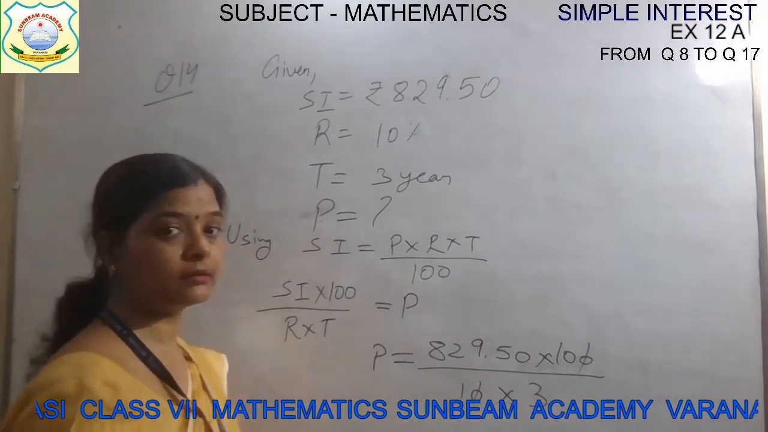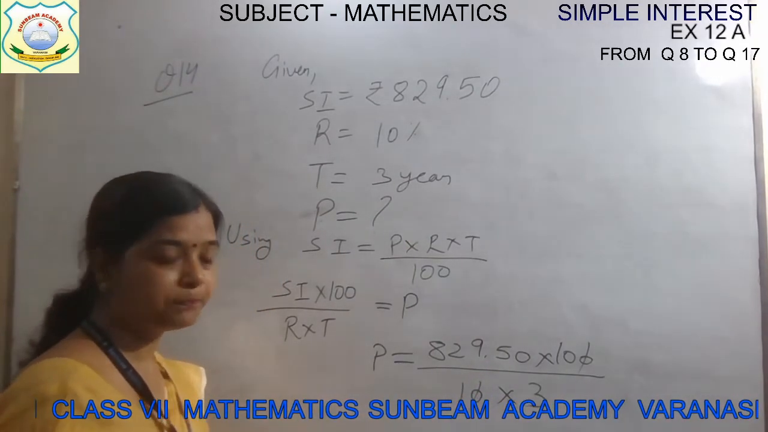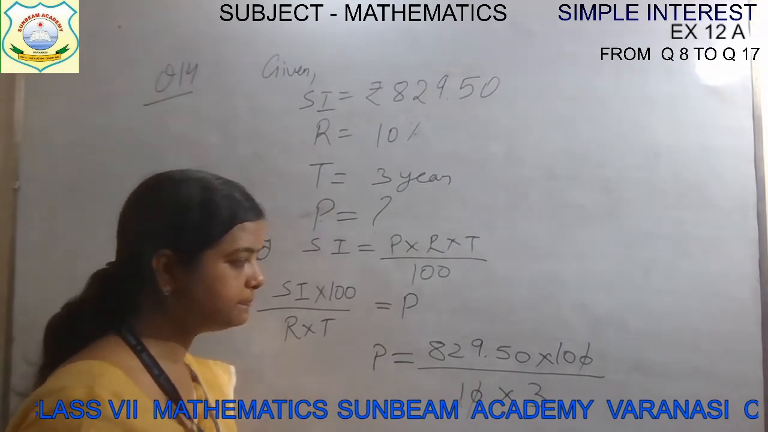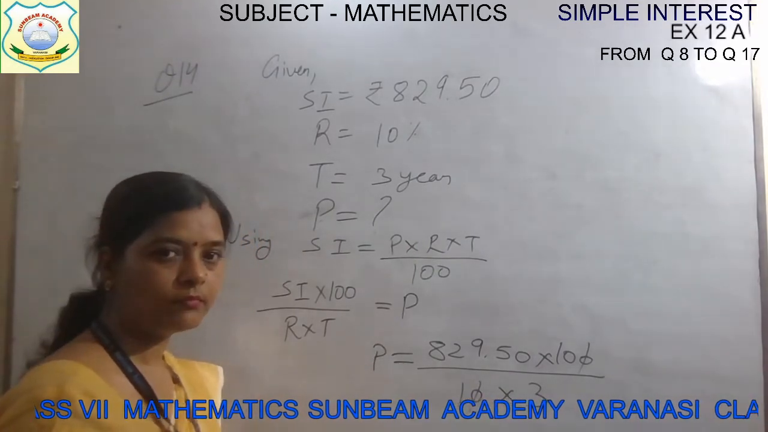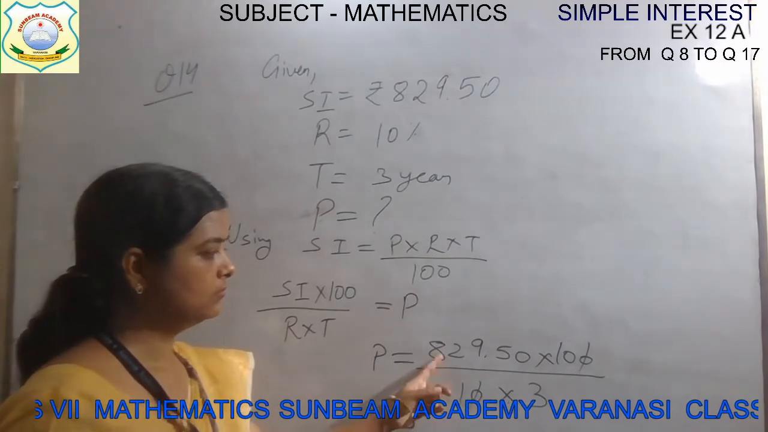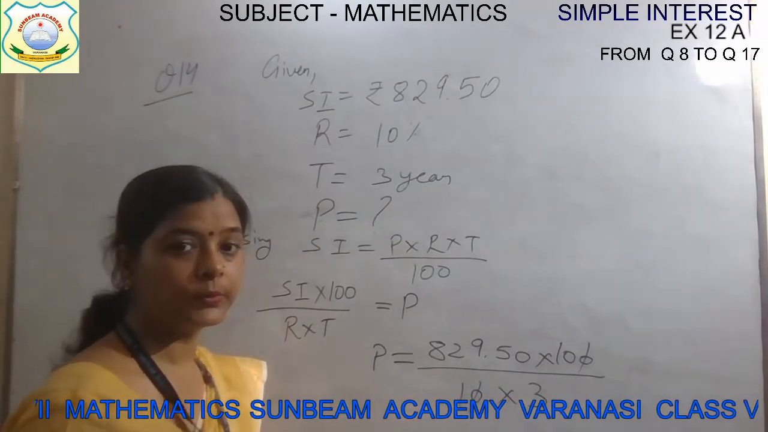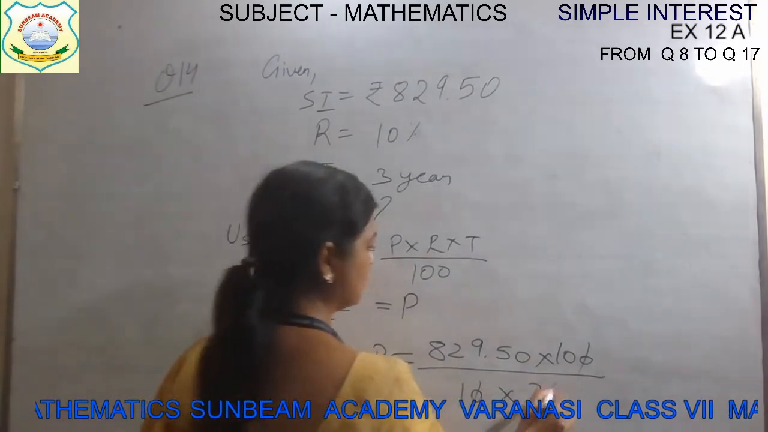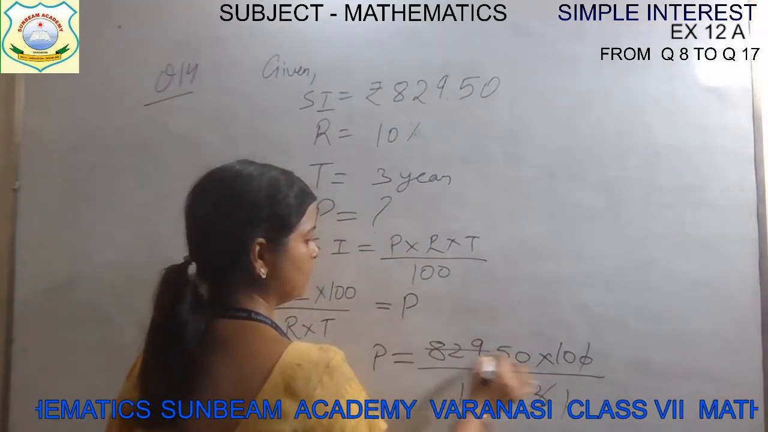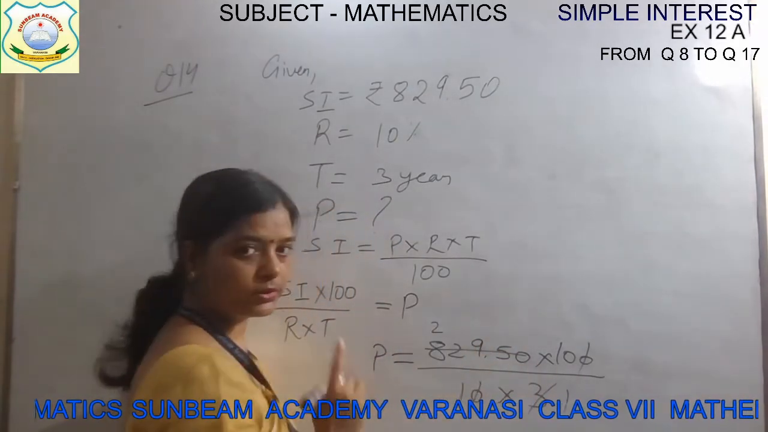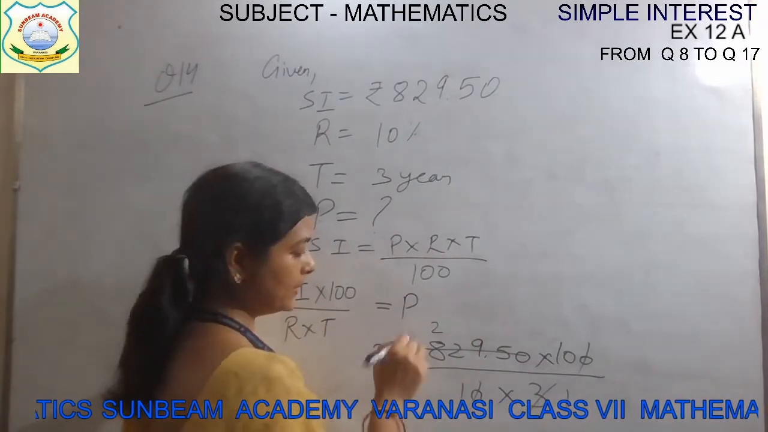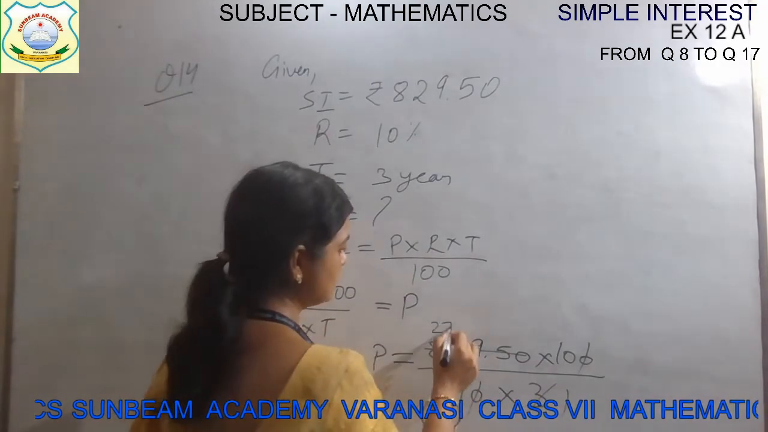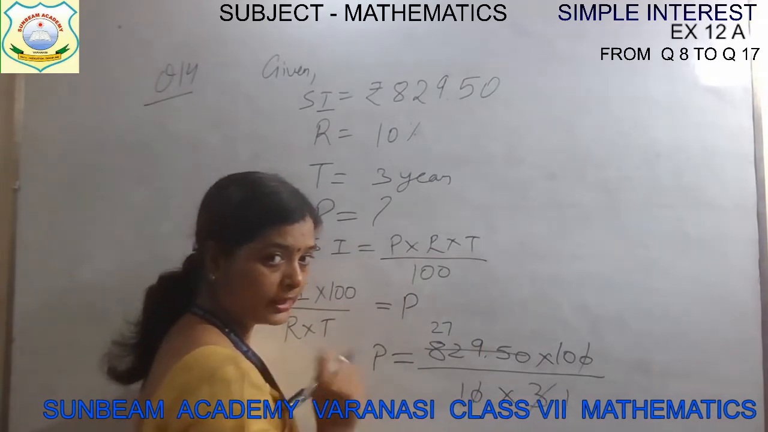Will it be cancelled with 3? Can you simplify it by 3? Come on. 24. Yes, we can simplify. So let's simplify it. 3 ones are 3. 3 twos are 6. 2 is left. 22. So 3 sevens are 21. 1 is left. So 19.